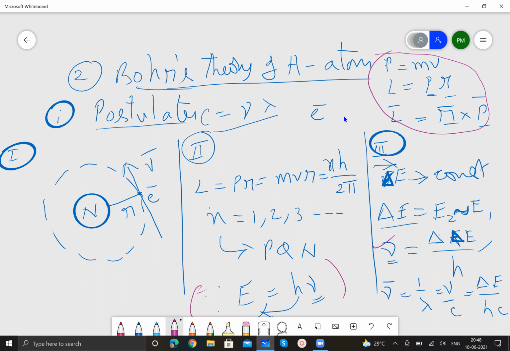Linear momentum P is equal to mv. Angular momentum L bar is r bar cross P bar.